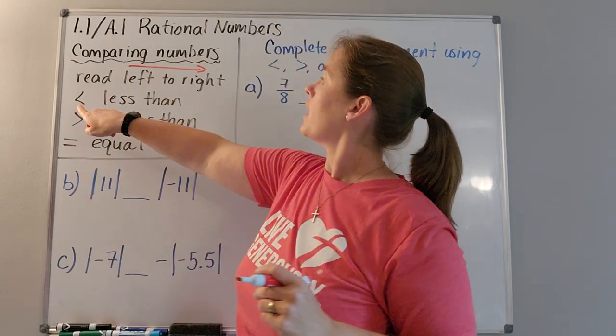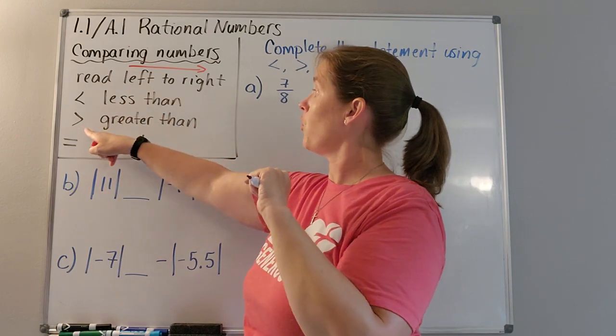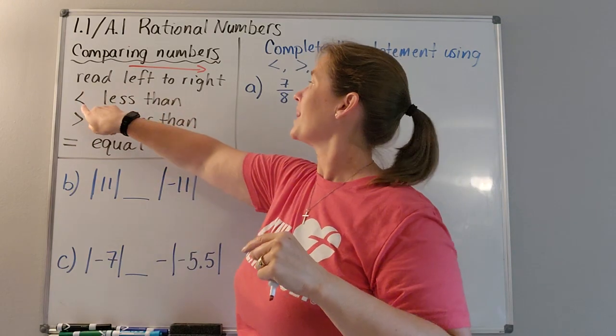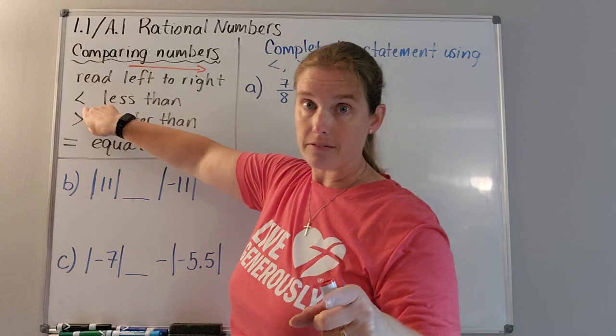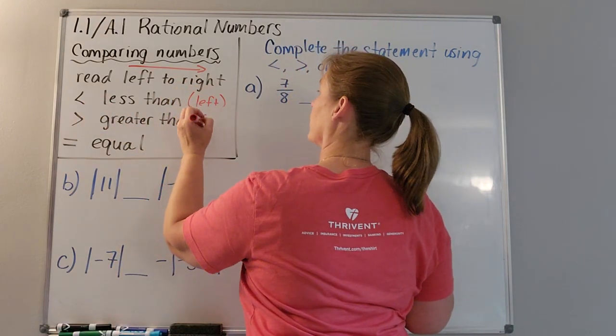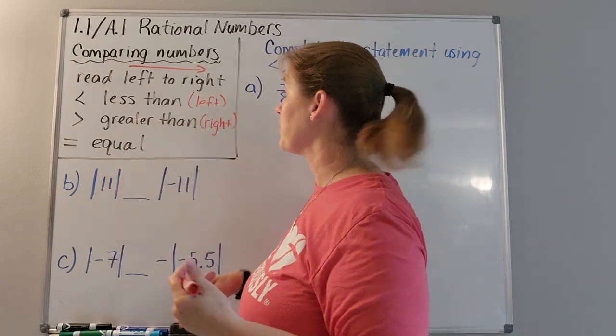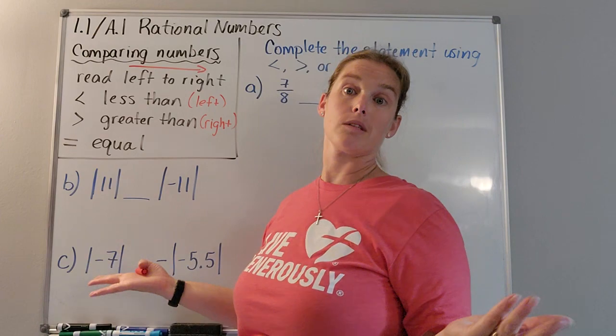Okay? Remember that the symbol that points to the left is less than. The symbol that points to the right is greater than. So less is left. Greater than is right. Okay, I don't have anything fun for that one, but less than left kind of works for me. And of course, you see that if they're equal, put the equal sign.